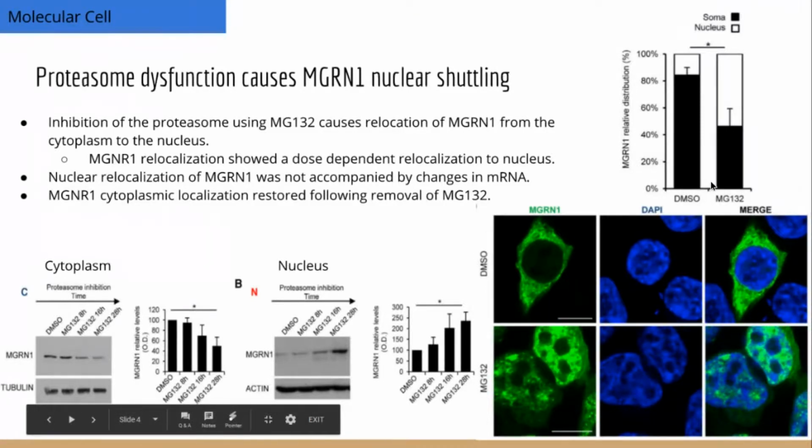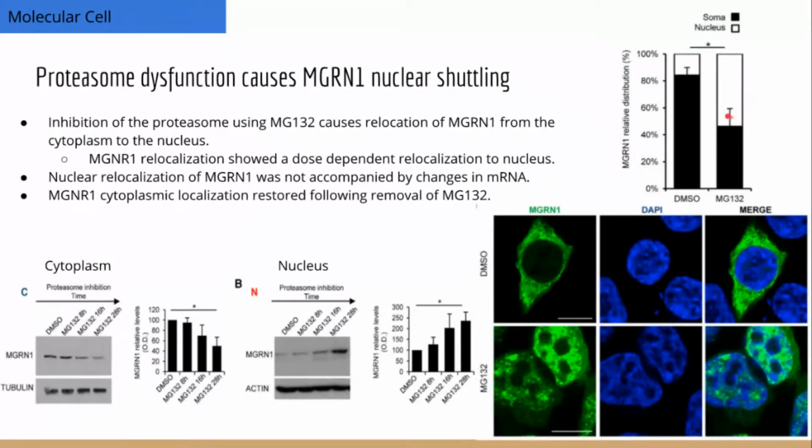So MG132, in this graphic right here, was administered to these cells, and then what they observed was that in the presence of MG132, MGRN1 localizes to the nucleus. The nucleus is in white. We see vast upregulation of MGRN1 in the nucleus when MG132 is applied. So when we're inhibiting the proteasome, we're seeing translocation to the nucleus as opposed to these control cells treated with saline.